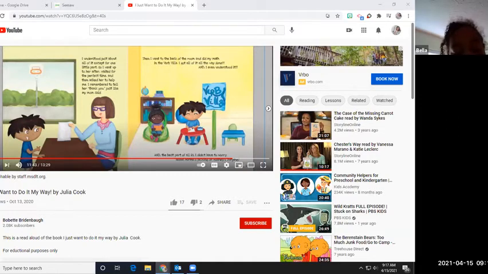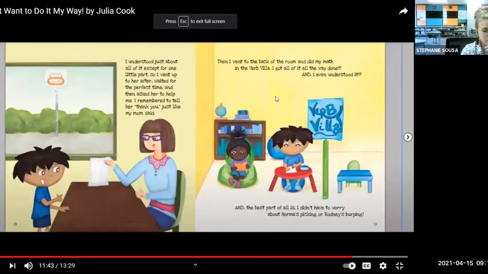I can't really read, it's too small. Okay, I am happy to read it for you, and then you tell me the end in your own words. So he comes to school, he turns in his work. I understood just about all of it except for one little part. So when I went up to her after, I waited for the perfect time and then asked her to help me. I remembered to tell her thank you, just like my mom said.